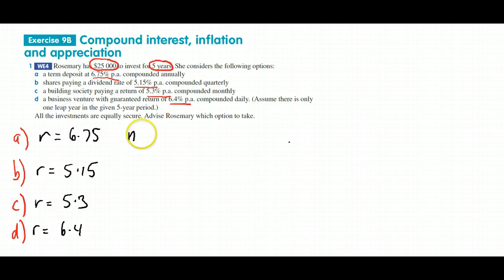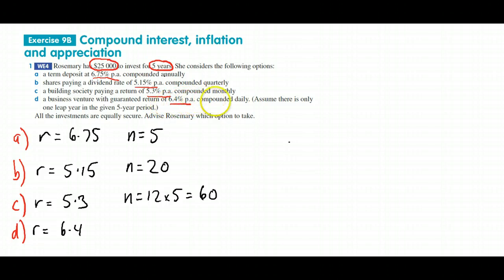For the n, the number of compounding periods, that's going to be, for the first one, annually for 5 years, so there's going to be 5 compounding periods. For the second one, it's compounding quarterly for 5 years, so quarterly means 4 times a year. 4 times a year for 5 years is going to be 20. For the third one, it's compounding monthly for 5 years, so that's going to be 12 times 5, which is 60. And there's 60 compounding periods.